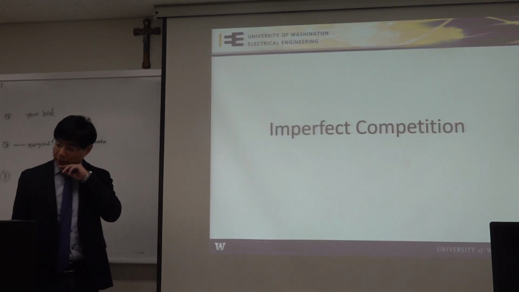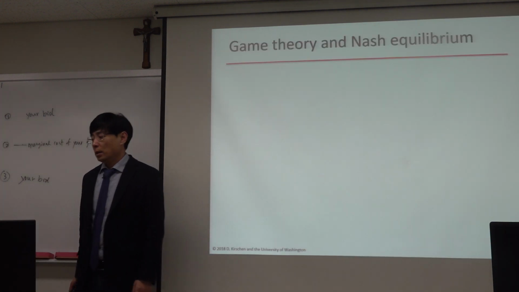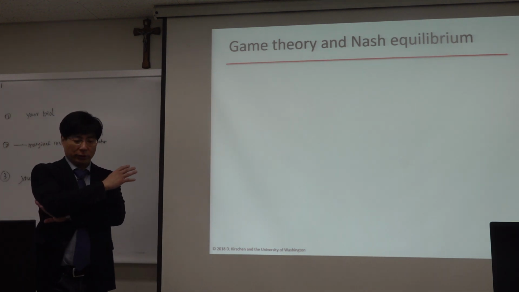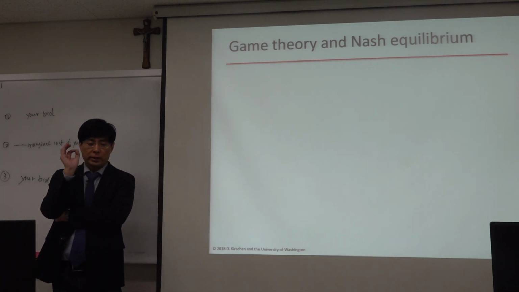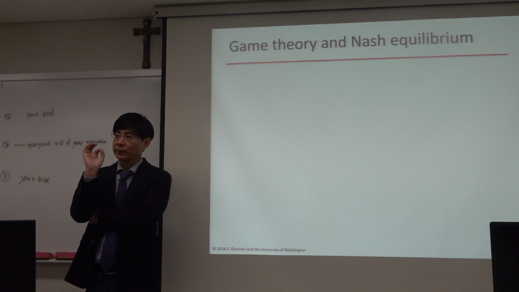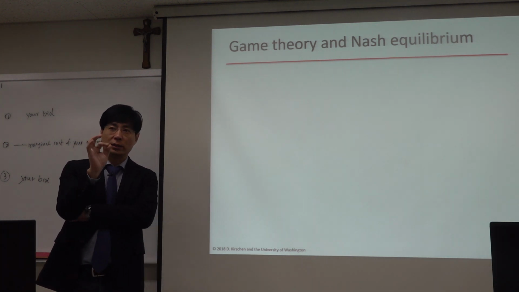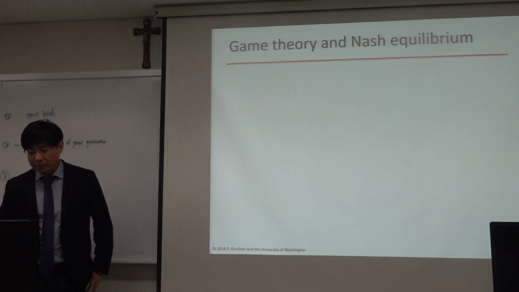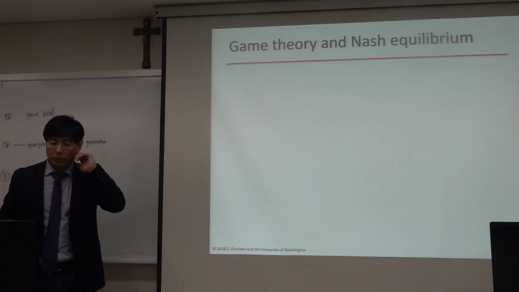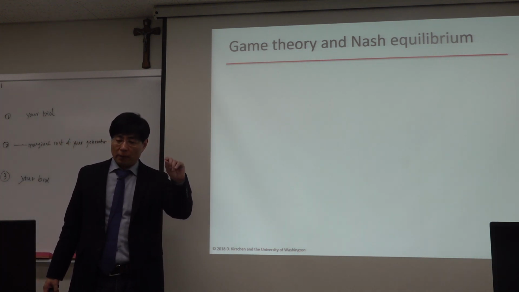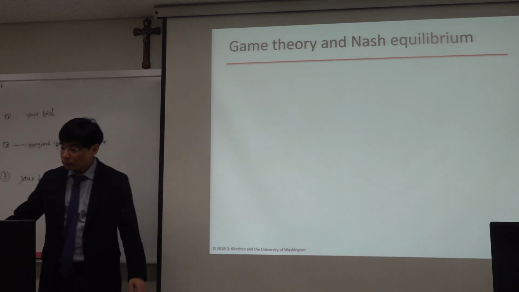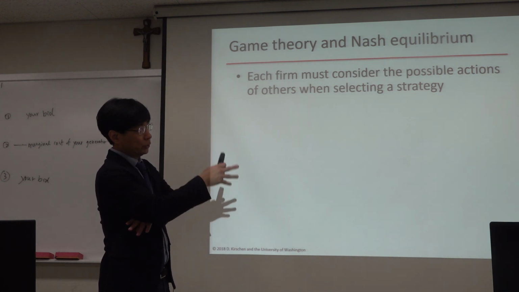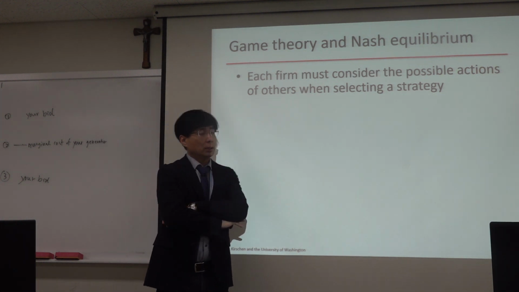Okay, imperfect competition. And because this is imperfect competition, the players here, the producers, the generation company, need to have strategic decision, or that is called strategy or action. So strategy, action, those terms are used interchangeably. Mostly the game theory book use strategy, but your textbook use action. Anyway, so each firm must consider the possible actions or strategies, actions of others when selecting a strategy.